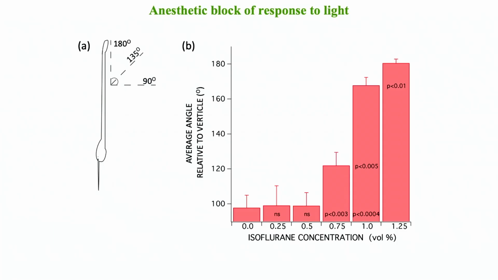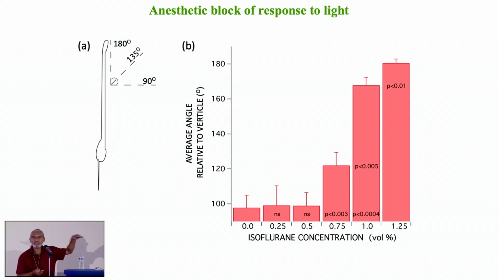Now we can measure this. If 180 degrees is straight and bending is 90 degrees, you can see in the graph there, 90 degrees is the bending, and then as we increase the amount of isoflurane, there's less and less bending. So it's dose dependent. This is something that has never been done. Many times plants have been subjected to anesthetics, but this kind of dose dependency has not been performed.